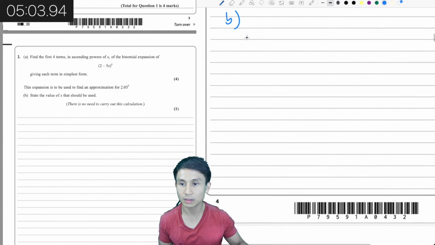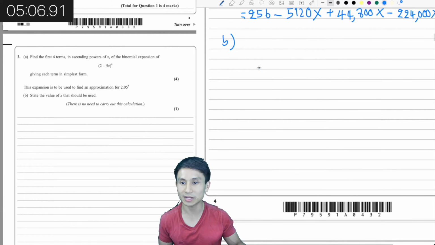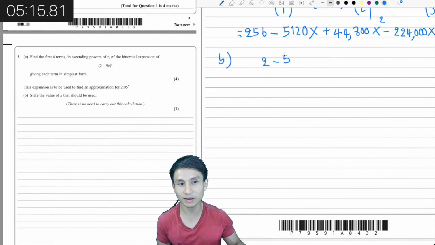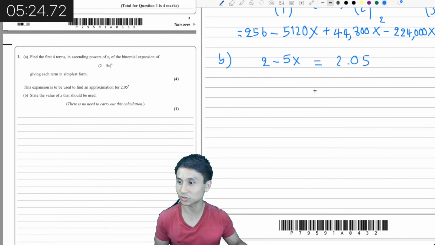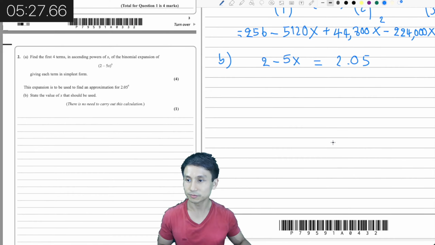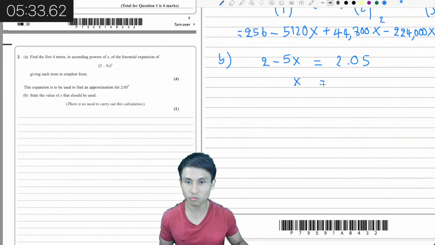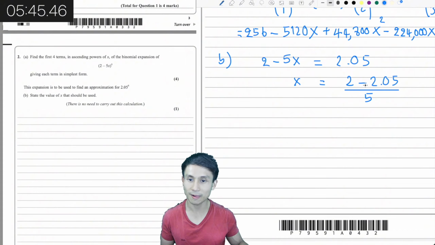B. State the value of x that should be used. This expansion is to be used to find an approximation for 2.05 to the 8. So we just equate the inner function of the expansion there and put it equal to 2.05, because if you notice the power is already 8 there, so we can use that, right? So we solve the equation here, so x would be equal to 2 minus 2.05, divided by 5. Let me check if that's okay.